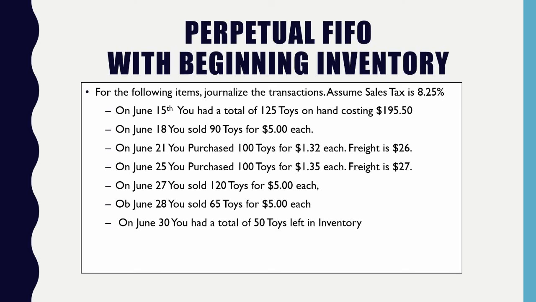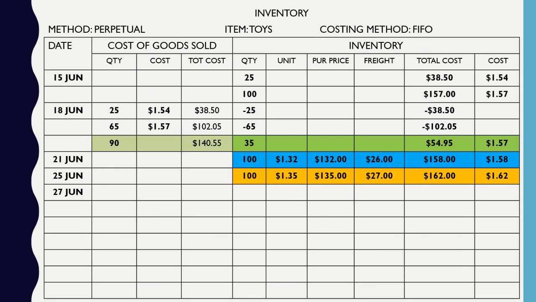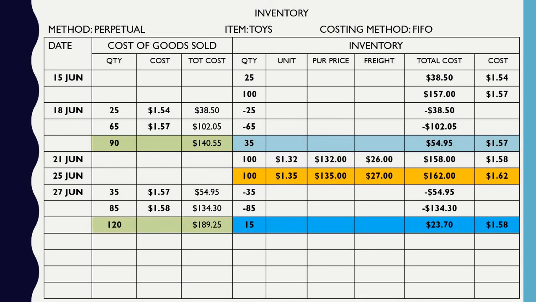So again, June 27, we sold an additional 120. We look at our batch here. We see that green is going to come first, and then we're going to dive into our blue one. Of course, we're going to subtract out the green to make our green 0. And then we're going to also subtract out our blue for the 85 items. And now the remaining for blue is going to be 15 items for $23.70.